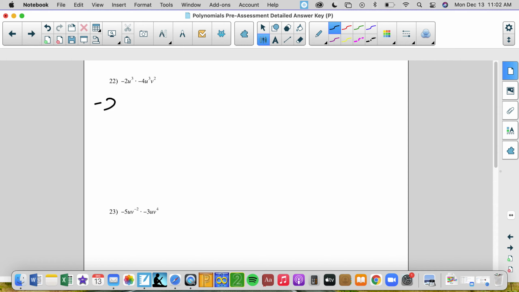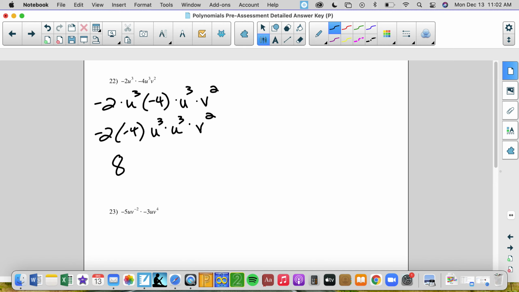We have negative 2 times u cubed times negative 4 times u cubed times v squared. So let's put the constants together. Let's put the u's, and then v doesn't have a partner. So 2 times negative 4 is positive 8. U to the 3 plus 3 times v squared, which gives us 8u to the 6th v squared.